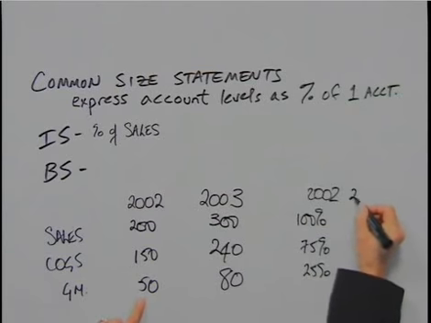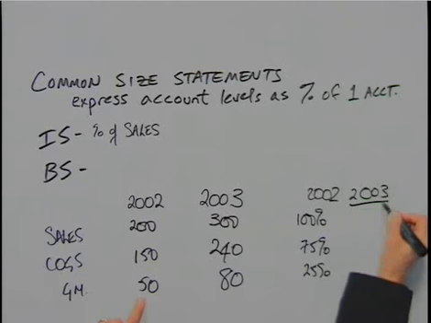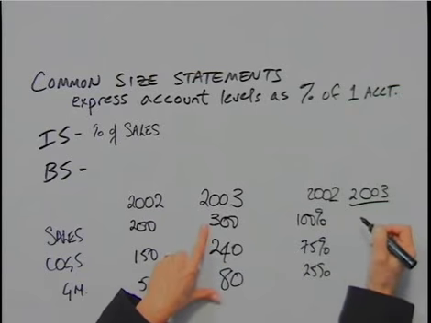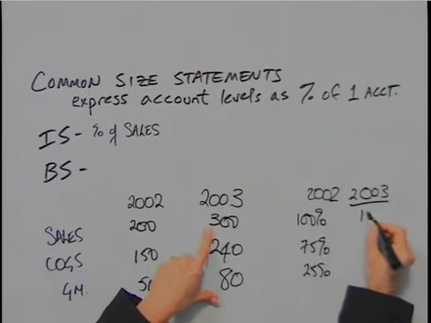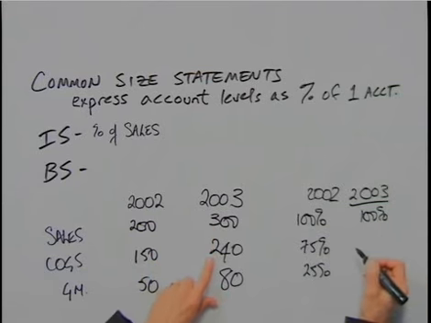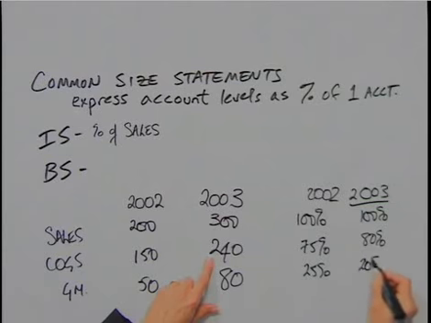And then we can do the same thing for the year 2003. Now we're going to express everything as a percentage of sales for the year 2003. So we're always going to have 100% for sales. Then this is 80%, and this is 20%.